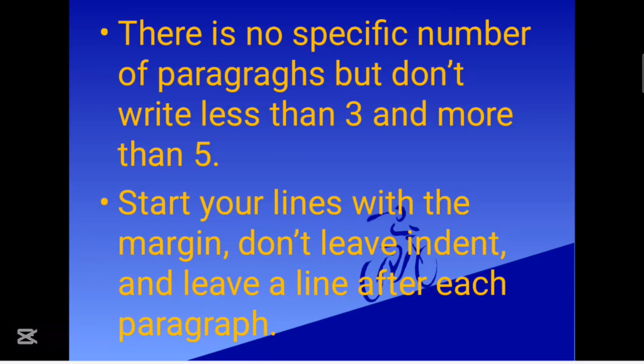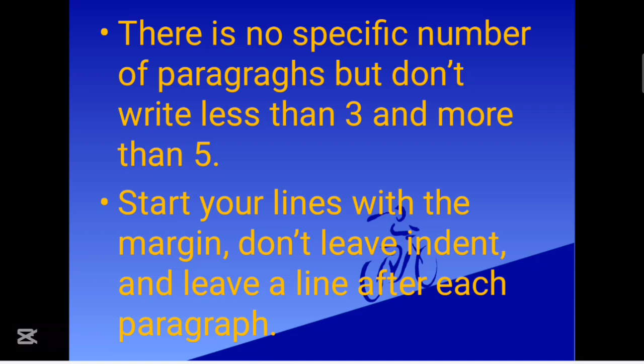I had been telling you before that there is no specific number of paragraphs, but don't write less than 3 and more than 5. I suggest 4 paragraphs, because for directed writing tasks where your word limit is 250 to 350 words, 4 paragraphs are quite enough, and they give a kind of beauty to your document also. But if you want to go with 3 paragraphs, then after writing 2-3 lines for the introduction, you should start evaluation right from the first paragraph.